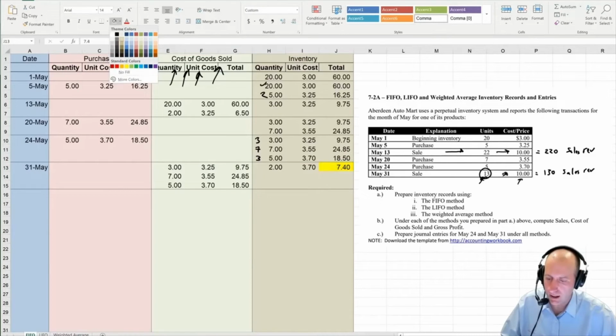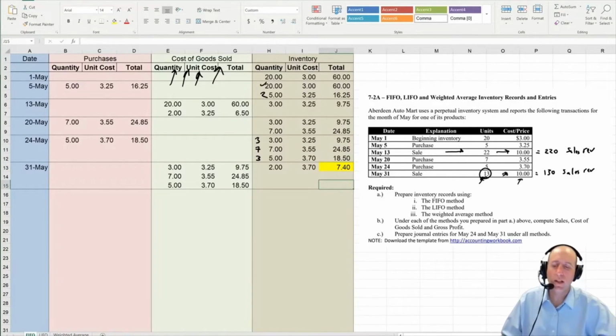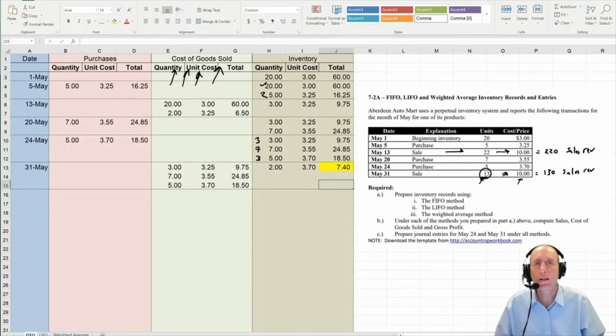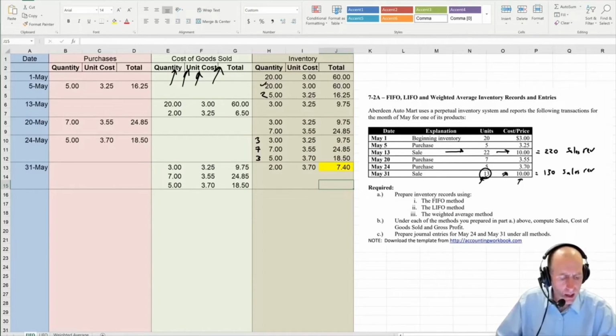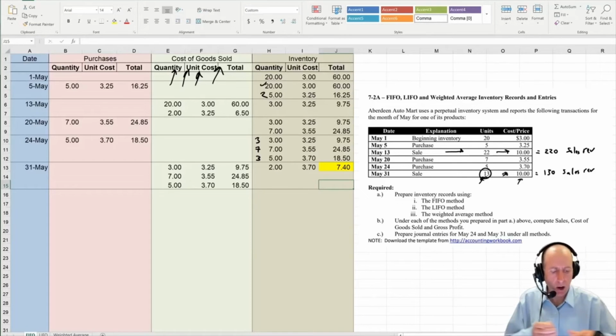This one I'm highlighting yellow here. This 740 is the ending value of our inventory, right? This number would be forwarded onto the balance sheet as our ending inventory, at least for this unit, for this product. Okay, so we've answered part A using the FIFO method.